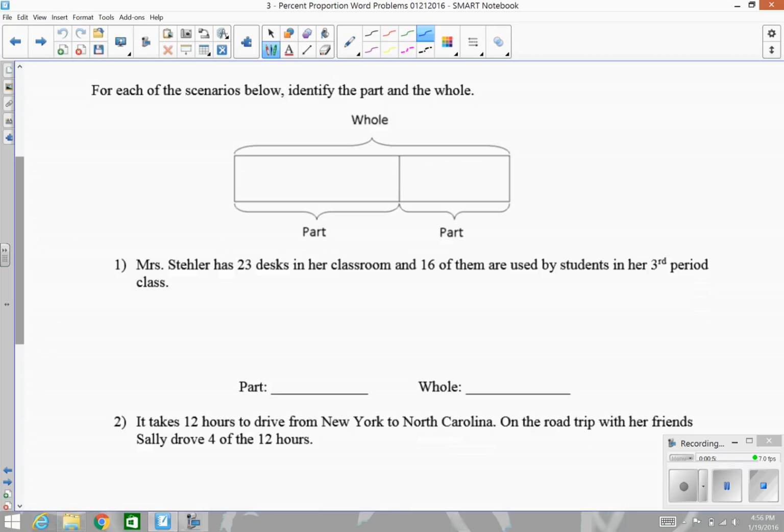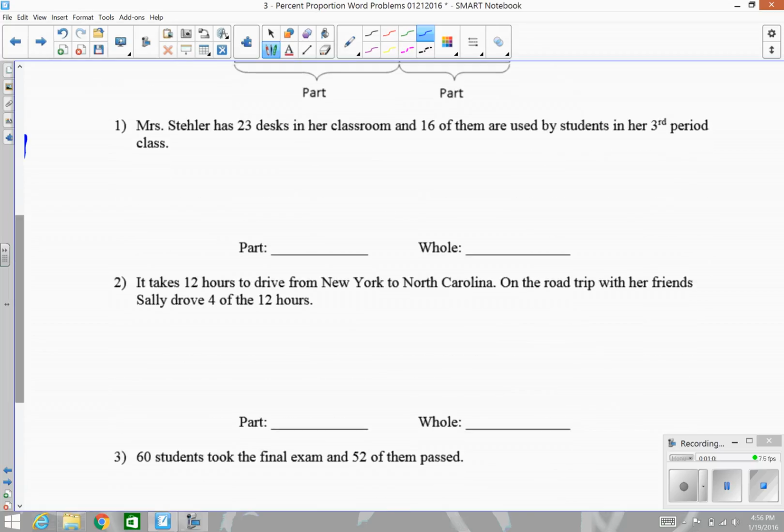Okay, so you've been learning parts and wholes since the first day you learned fractions. Okay, a fraction is really just a part of a whole. So hopefully you were able to identify each piece in these scenarios. The first one says Mrs. Steeler has 23 desks in her classroom and 16 are used by students in her third period class. Okay, the part should be 16 because the whole or the total is 23.